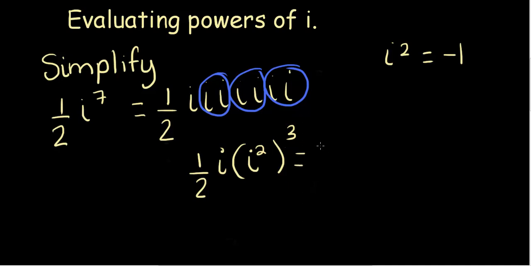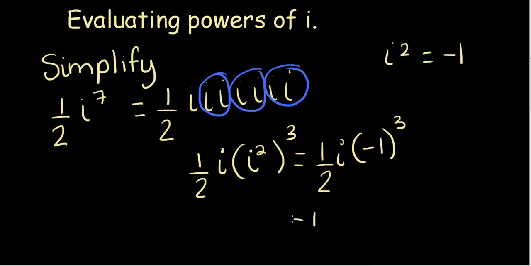So let's simplify this. It's going to be 1 over 2, i, and then i squared, but I know that i squared is -1 to the power of 3. Every time you have a negative number elevated to an odd power, the answer is going to be negative. So this means that -1 elevated to the power of 3 is -1.